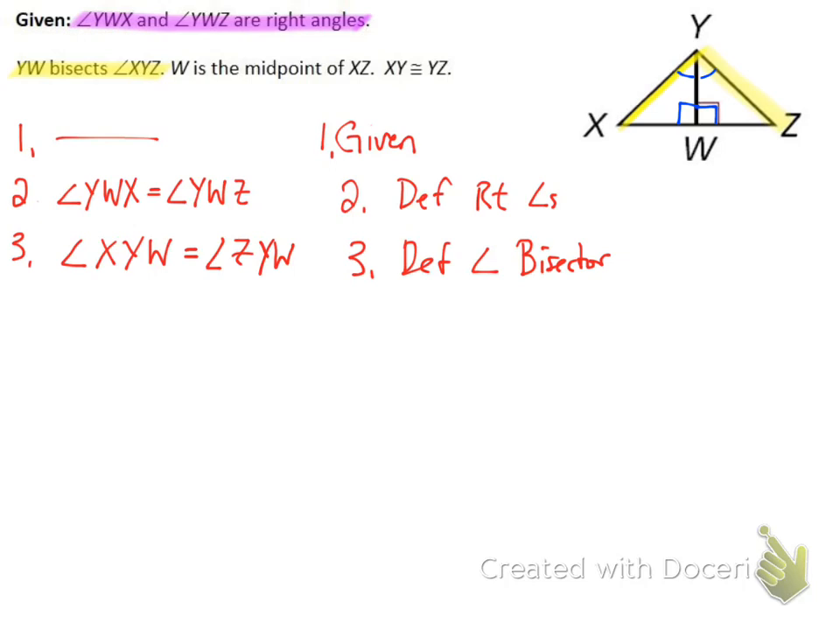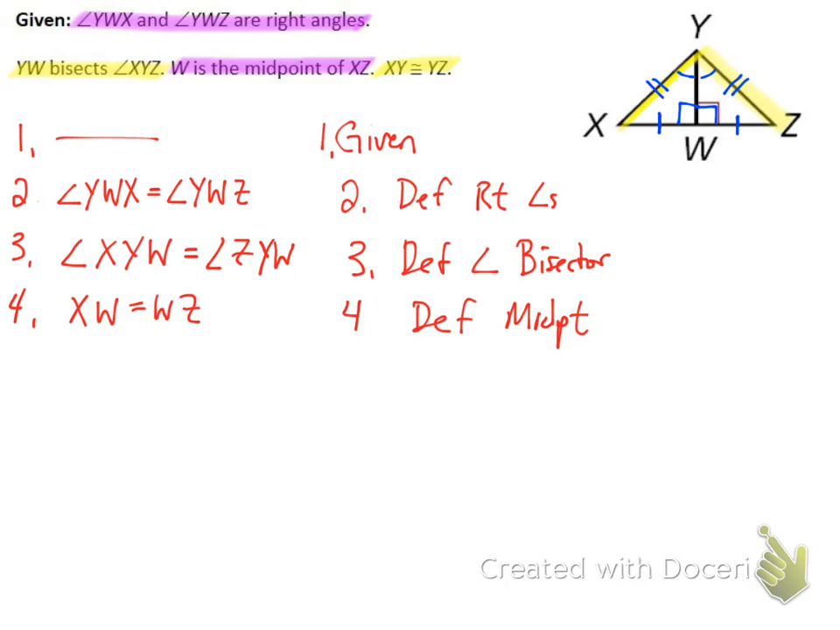And then the last one that I have is that W is the midpoint of XZ. So if W is the midpoint of XZ, that means that XW is equal to WZ by definition of a midpoint. Again, I can mark it on my picture. This segment right here is equal to this segment right here. And then in my given, I have XY is equal to YZ. So on my picture I can mark XY and YZ equal to each other. Single marks are congruent with single marks, double marks are equal with double marks.